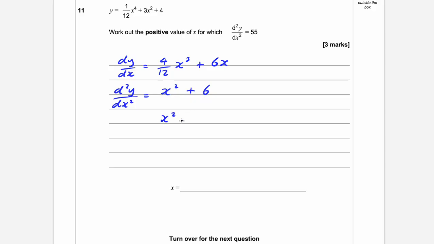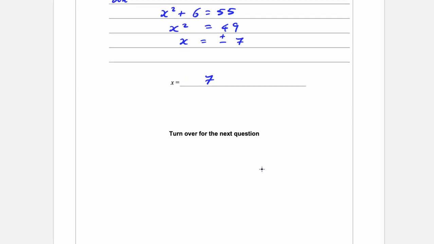Okay, so that's the second derivative. Set it equal to 55, x squared plus 6 equals 55, which means x squared equals 55 minus 6, which is 49. x is equal to plus or minus 7. He says the positive value, x equals 7. Done.